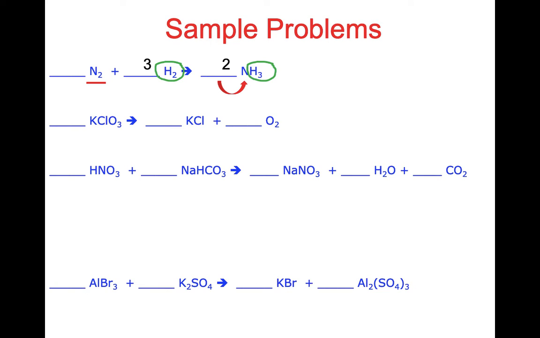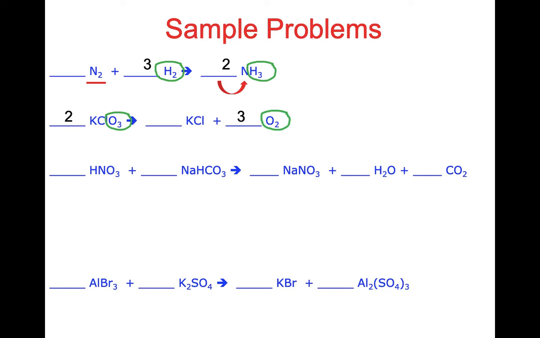Let's take a look at the next one. Notice that the potassium and chlorine on the left side is equal to the potassium and chlorine on the right side. So let's start with the oxygen. We have 3 oxygen here and 2 oxygen here. We need, again, to look at a multiple of 3 and 2. And again, that would be 6. So we can put a 3 in front of the O2 on the product side to give us 6 oxygen. And we could put a 2 in front of the KClO3 on the reactant side, again, to give us a total of 6 oxygen.